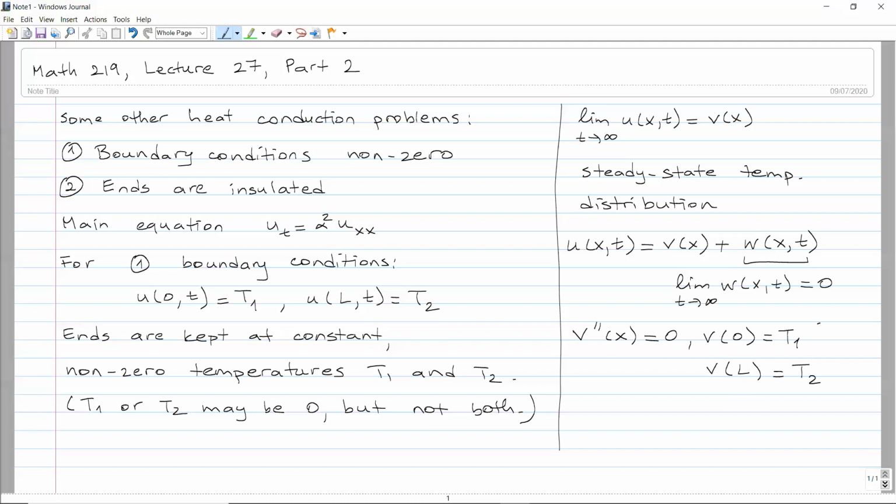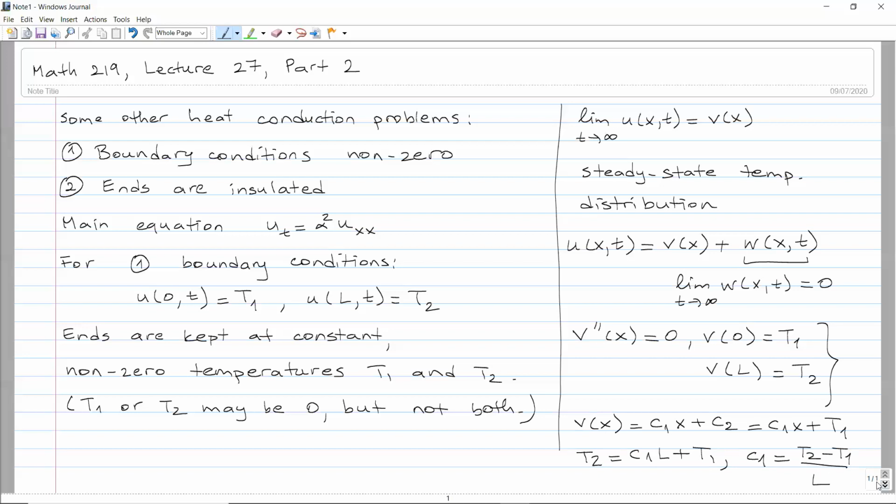So from this information we can obtain, first of all, second derivative 0 means it's a linear function, C1x plus C2. Since at x equals 0 the value is T1, this is C1x plus T1. And when x equals L, it is T2, so C1L plus T1 equals T2. So the constant C1 is (T2 minus T1) divided by L.